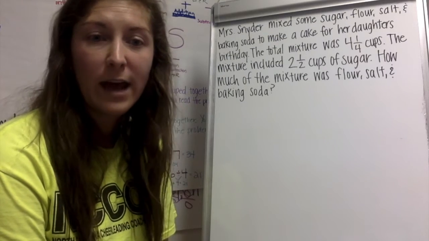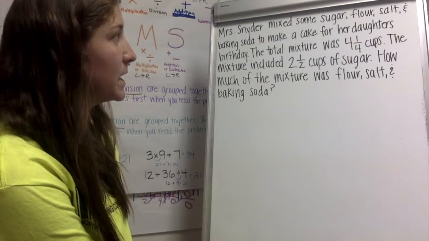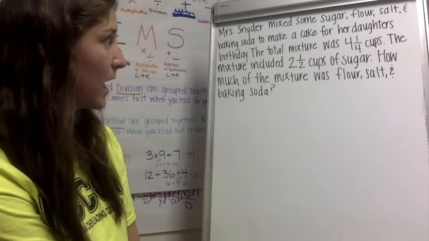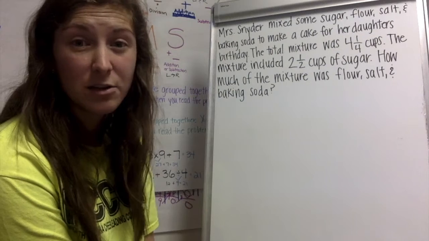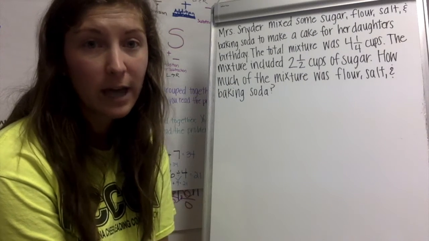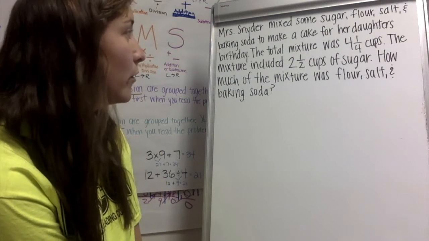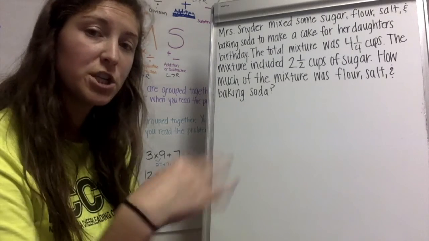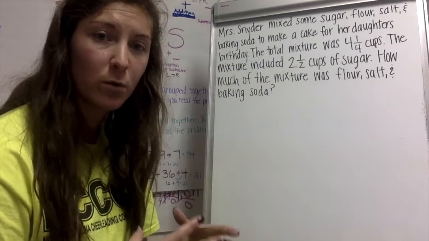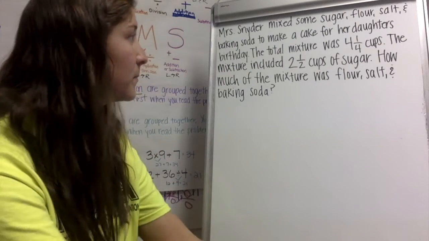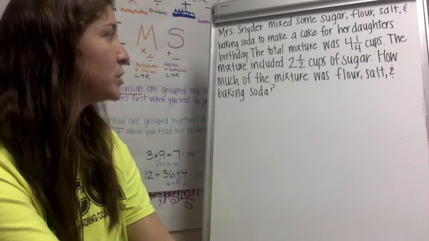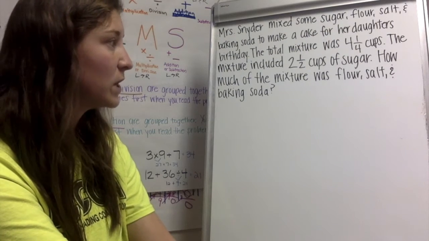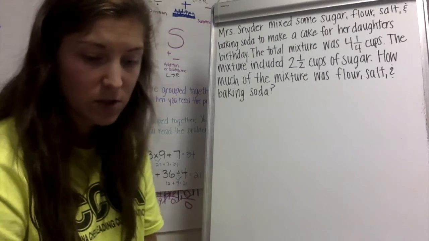The next problem we have says, Miss Snyder mixed some sugar, flour, salt, and baking soda to make a cake for her daughter's birthday. Clara's birthday was May 1st, so she's making her a cake for her birthday. The total mixture was 4 1/4 cups. So when she combined everything together, she had 4 1/4 cups of ingredients. The mixture included 2 1/2 cups of sugar. How much of the mixture was flour, salt, and baking soda?